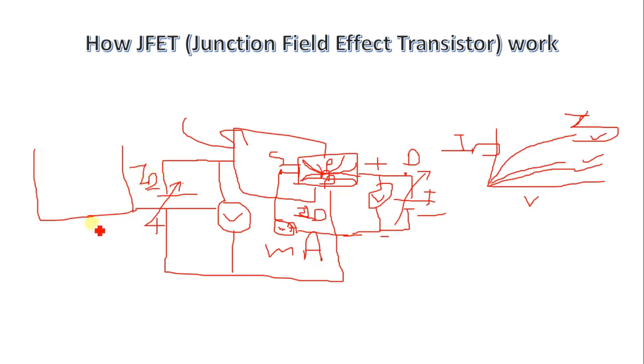ID and VGS. This is VDS, and this is VGS, the gate source voltage. This is the drain source voltage. The graph will be such that it is a decreasing graph between ID and VGS, because the current is decreasing, because here a depletion layer is forming. Now next, have you got this point?